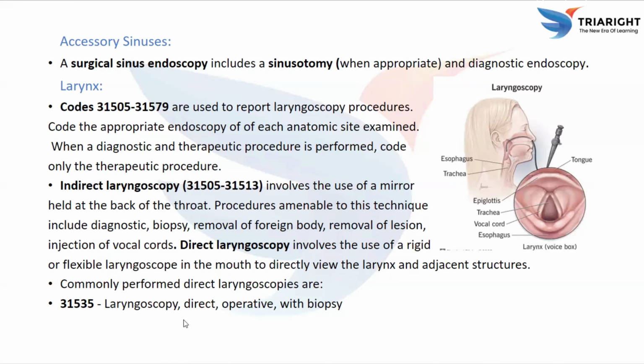31535, laryngoscopy direct operative with biopsy. This means there is direct visualization of the larynx. A tissue sample is taken here, and both diagnostic plus surgical procedures are done within one procedure. So biopsy is always included. Do not code biopsy separately.